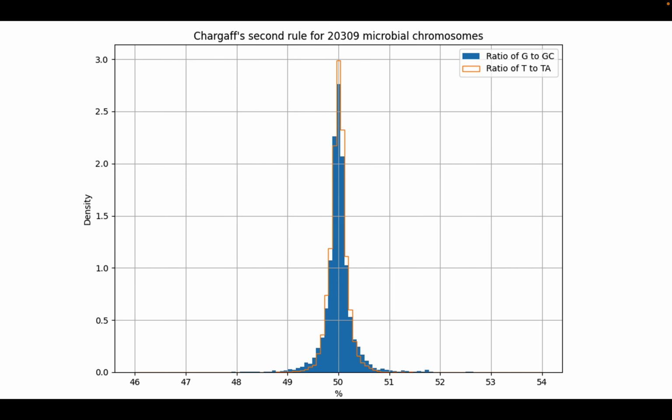So this is for over 20,000 microbial chromosomes. It's actually bacterial chromosomes, but also archaea, because they're also part of the ecosystem. And you see here the distribution of the percentage of G compared to the total amount of GC. You see that the distribution is nearly exactly 50-50 G and C for every strand. And this graph is so neat because it goes from only 49% to 51%. So this is really tight.